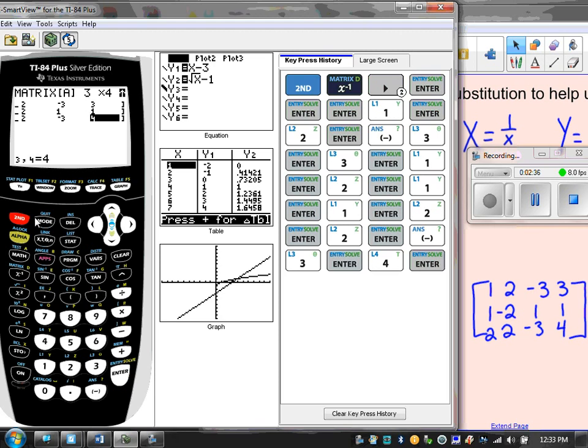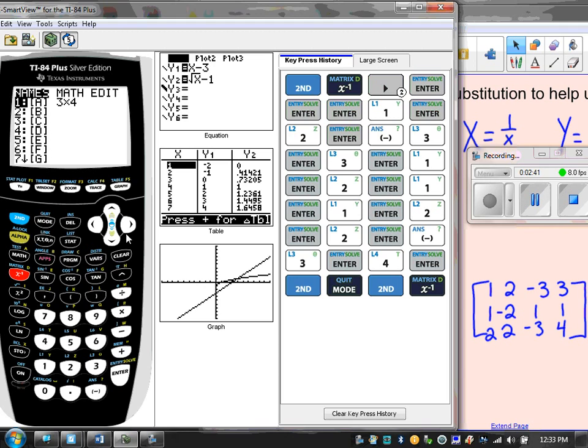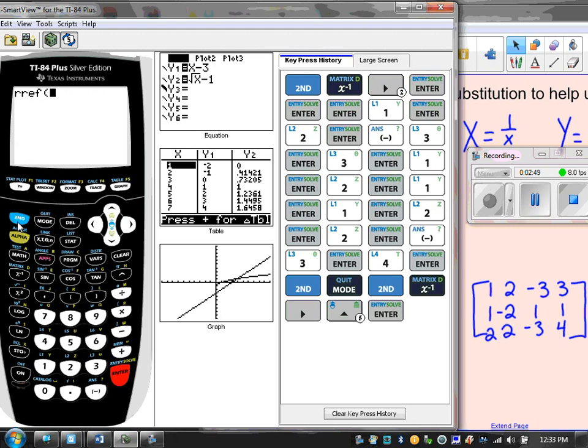So now I'm going to quit, second quit, and I want my calculator in matrix form to calculate for me, so I have to go to reduced row echelon form. Then it's going to ask which one would you like me to do for you? And I would say matrix A. And here's my solution right here.